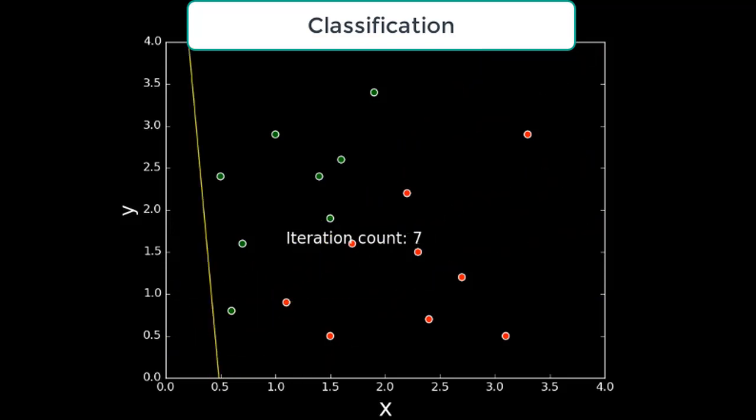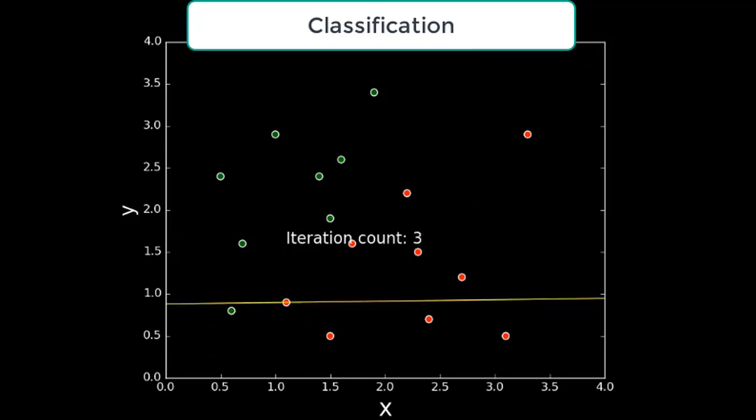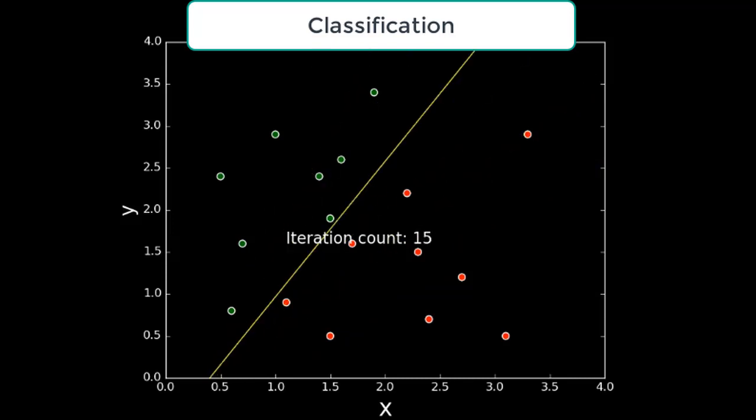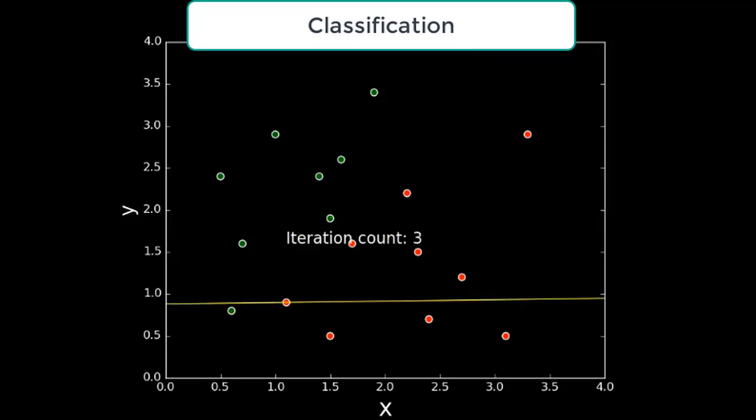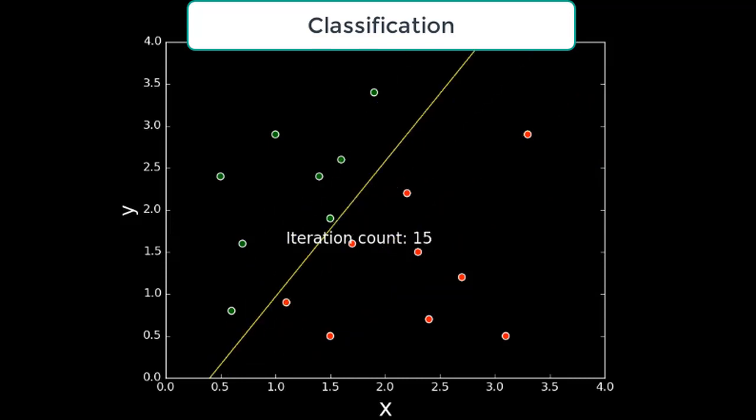Our intention while training a classification model is to find a perfect decision boundary. The perfect decision boundary means it is drawn in such a way that all the green points are on one side and all the red points are on the other side of the boundary line. At the end of the iteration, the yellow line is successfully able to classify the green class and the red class.